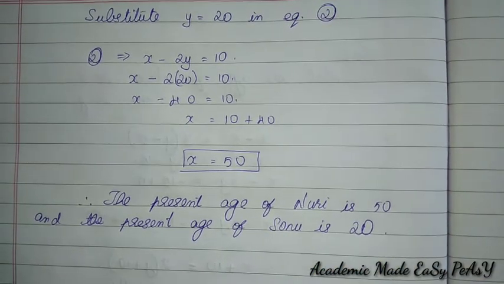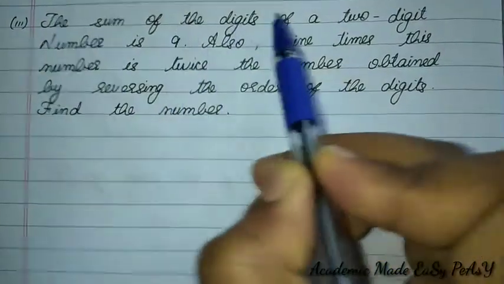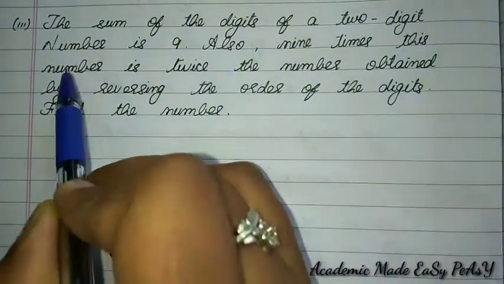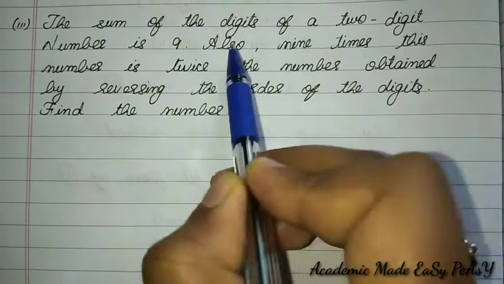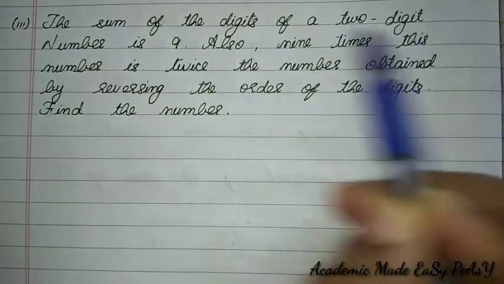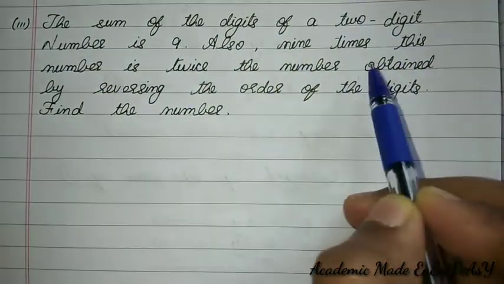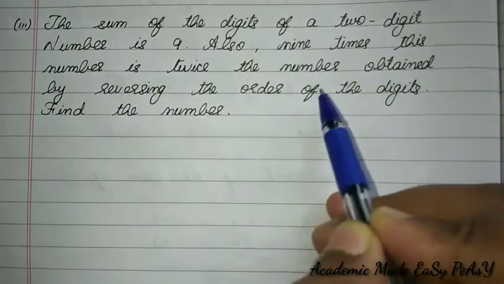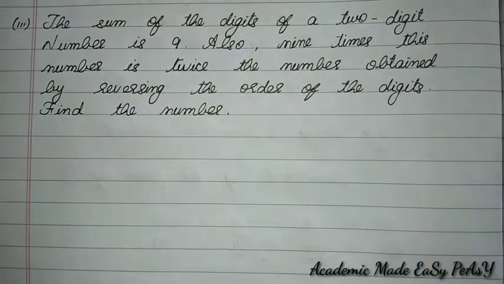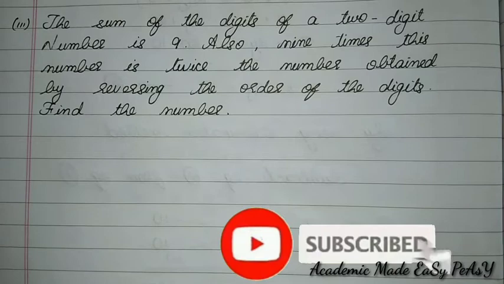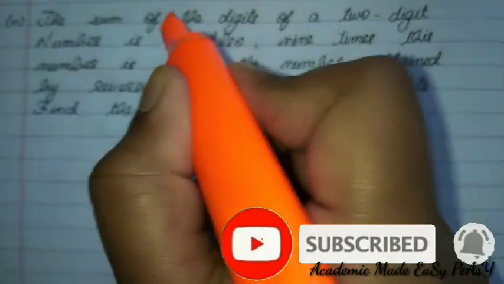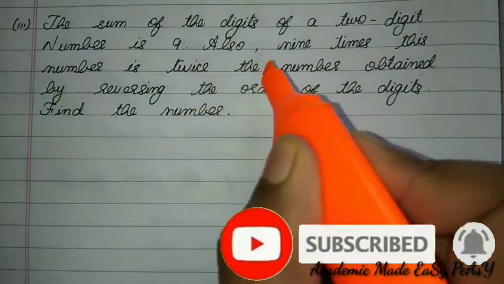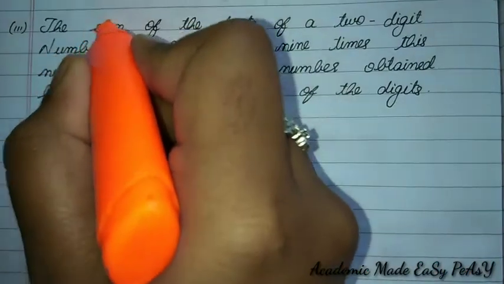That's it. Subdivision 3: the sum of the digits of a two-digit number is 9. Also, 9 times this number is twice the number obtained by reversing the order of the digits. Find the number. So see, what is given is that the sum of the digits of the two-digit number is 9.